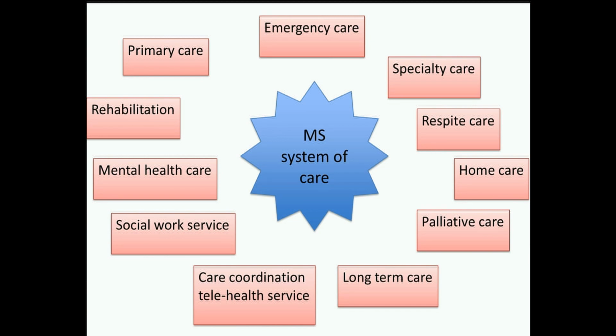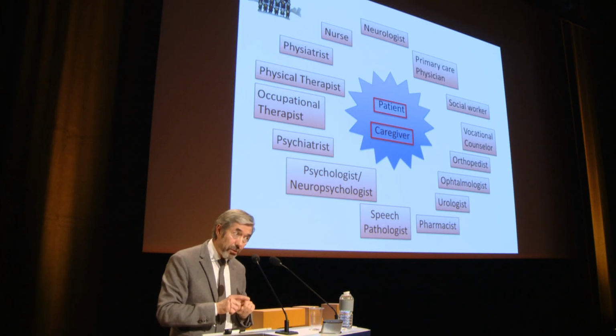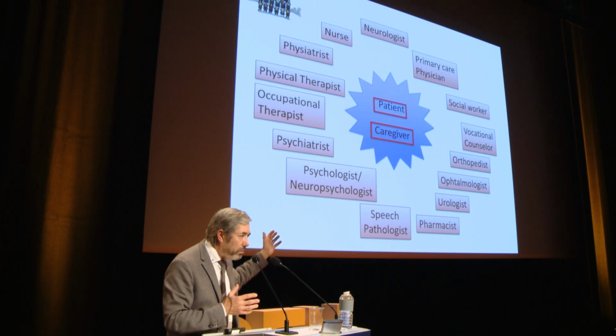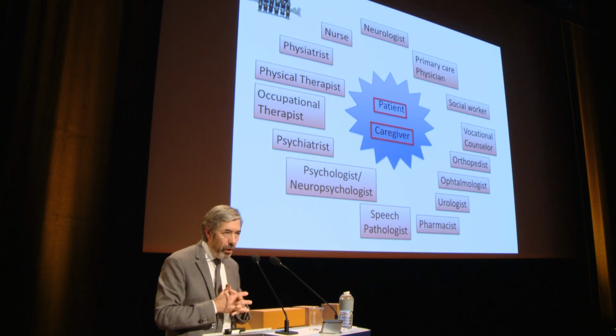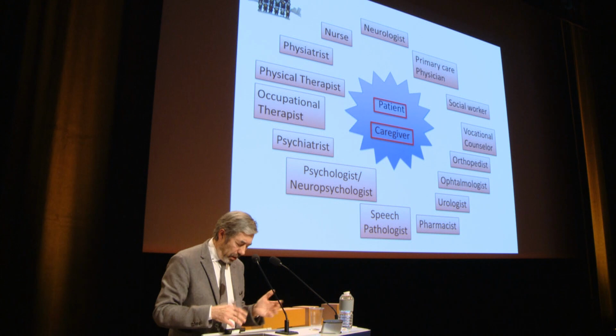I don't want to define these different care systems, but an MS patient can be facing these different systems of care at the moment. I think it is so important to think about not only the patient in the center, but also the caregiver, which is very important also. And the number of specialists who are involved at the moment to take care of the patients is very important.